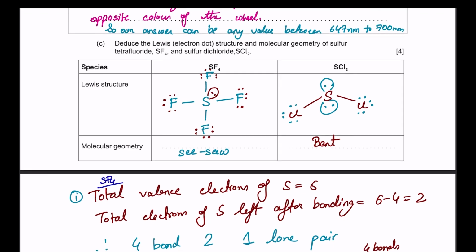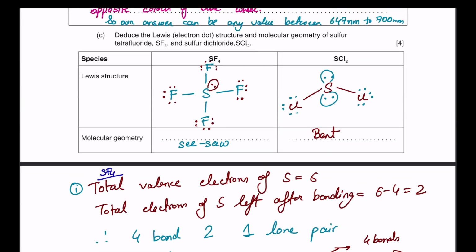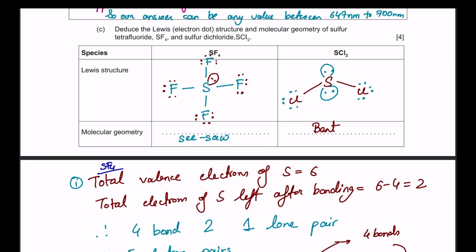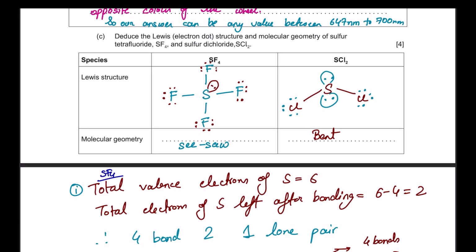Now we have to deduce the Lewis structure and molecular geometry of sulfur tetrafluoride, which is SF4, and sulfur dichloride, that is SCl2. Now I'll clearly explain the method to solve these questions, and they contain high marks, so we should focus a little time on this question. Firstly, in SF4 the central atom is sulfur, and in sulfur dichloride the central atom is again sulfur. Sulfur has 6 valence electrons.